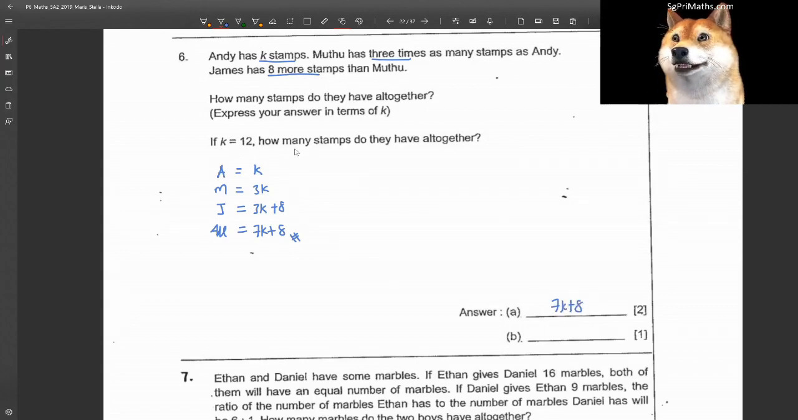That's it. They have 7K plus 8 stamps. So if K is 12, how many stamps do they have altogether? It equals 7K plus 8. You change the K to 12, which means 7 times 12 plus 8 equals 84 plus 8 equals 92. And that's the answer.